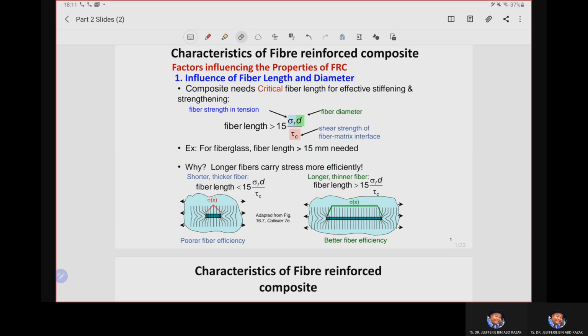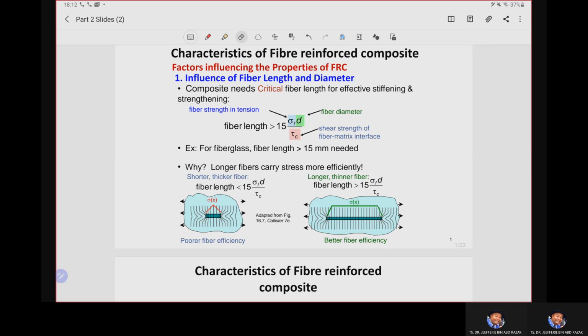So let us continue the offline lecture for this chapter 11, the characteristic, processing and application of composite. So this is the part 2 of the lecture. So for the first slide, like particle reinforced composite, we also need to understand all related factors which might influence the resulted properties of fiber reinforced composite, the FRC.